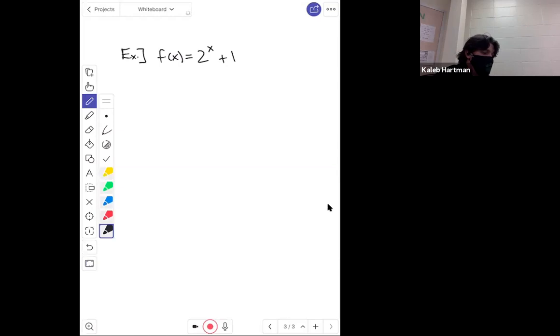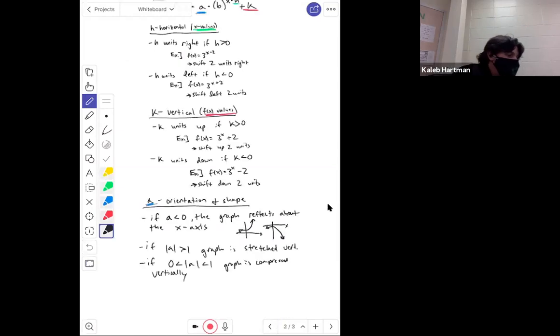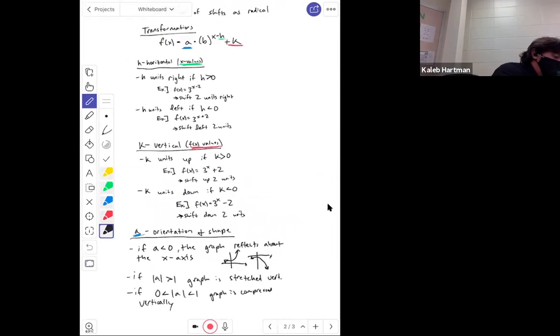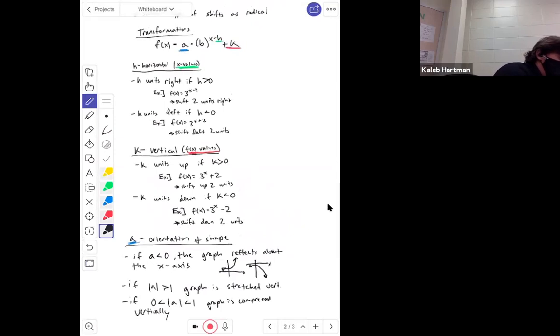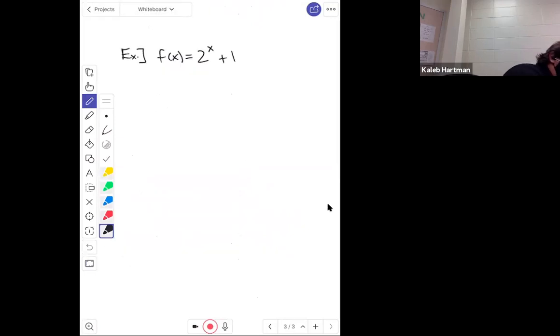Is it part of the exponent? It's not part of the exponent, so that means it is k. Okay? And it's a positive 1. It's a plus 1. So that means it's a shift up 1 unit, sorry. So this is k equals 1. That is a shift up 1 unit. Okay?